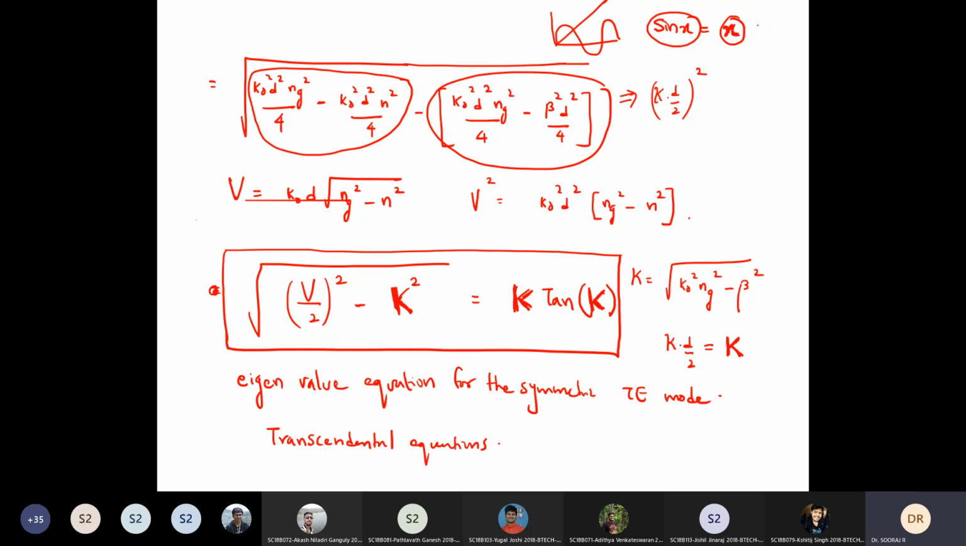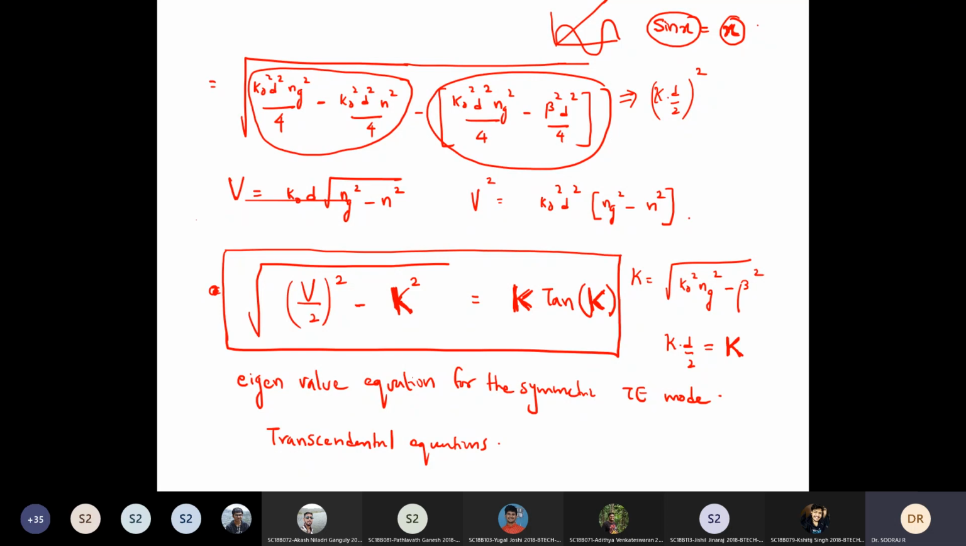The intersection of these two curves, the right hand side and left hand side curves, would tell you what the solution is. In fact, that would tell you what beta is. Okay, before we do that, let us once again go through the eigenvalue equation for the anti-symmetric mode. What we have carried out so far is for the TE symmetric mode.